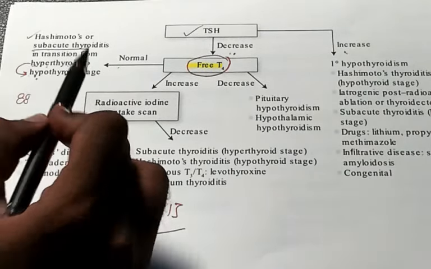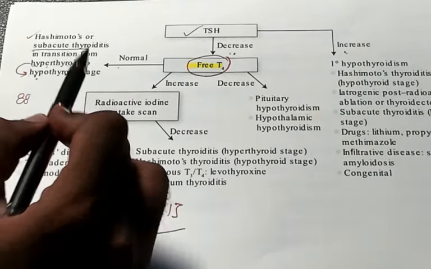So primary hypothyroidism ka causes kya hota hai? Hashimoto's thyroiditis, post radioactive thyroid ablation, aap radiotherapy diye, radioactive thyroid ko diye, thyroid gland ko ablate kiya, thyroidectomy surgically, or subacute thyroiditis entered its hypothyroid stage, then very important, certain drugs, the three important drugs that interfere with the thyroid gland to produce the thyroxine. What are they?